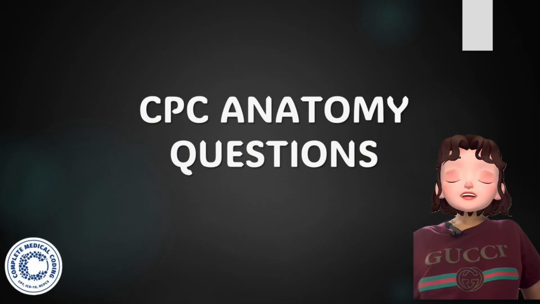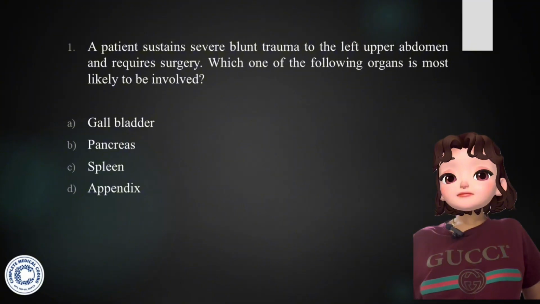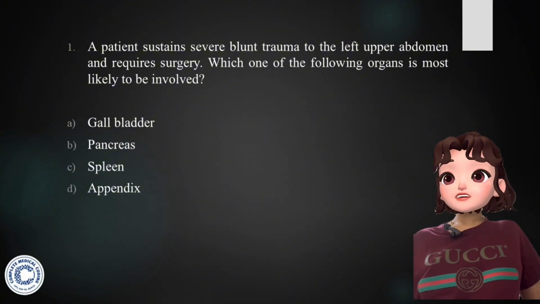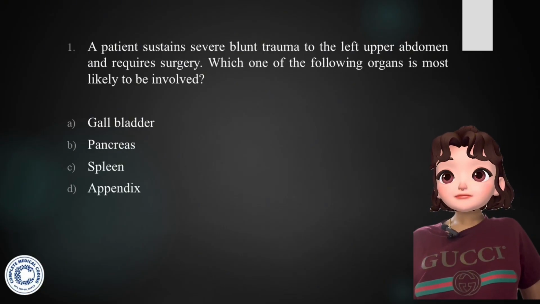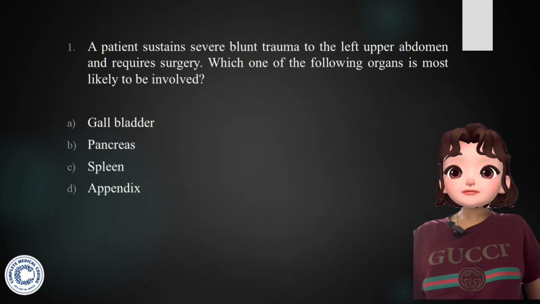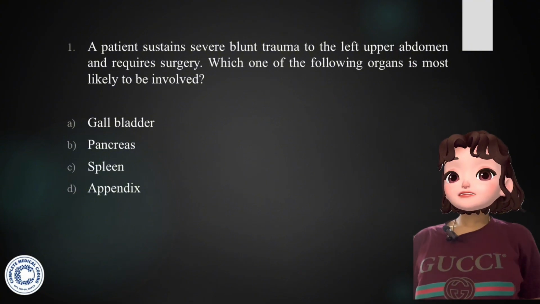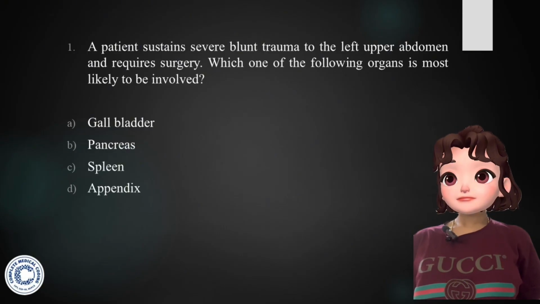So let's move directly to the questions. First question. A patient sustains severe blunt trauma to the left upper abdomen and requires surgery. Which one of the following organs is most likely to be involved? Option A, gallbladder. Option B, pancreas. Option C, spleen. And option D, appendix.